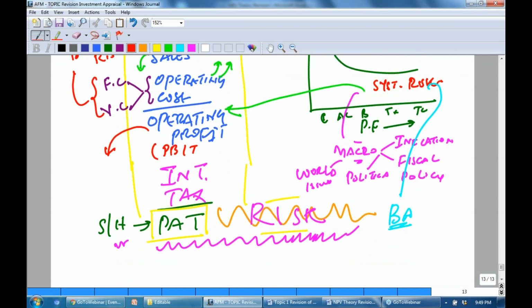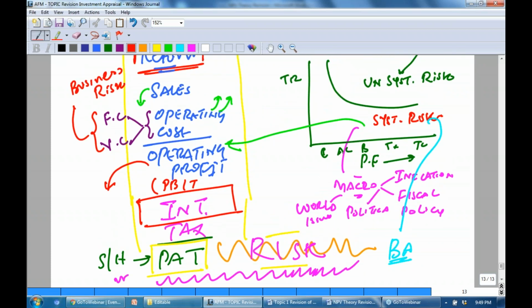And third, the very important risk, that's the financial risk. That's a financial risk. That's very much important.